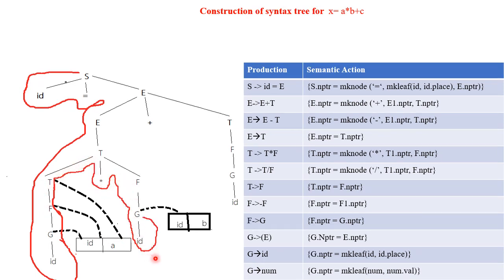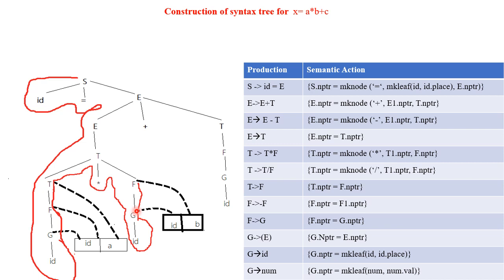Continuing this traversing, we have encountered G gives ID again. Then the semantic action make leaf has to be done. That is, we have created a node for B. Then F gives B. F gives B means the F is also pointing to the node.